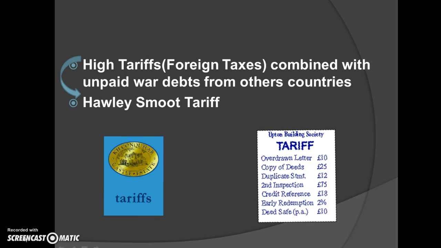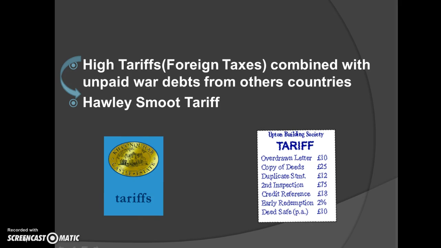Another cause that impacted our overall economy was high tariffs. That's a fancy word for foreign taxes. Combined with unpaid war debts from other countries would have a huge impact on the U.S. economy. So high tariff, if another country wants to sell their goods in our country, then they have to pay a higher tax. And the U.S. government thought they could put that back in the economy.